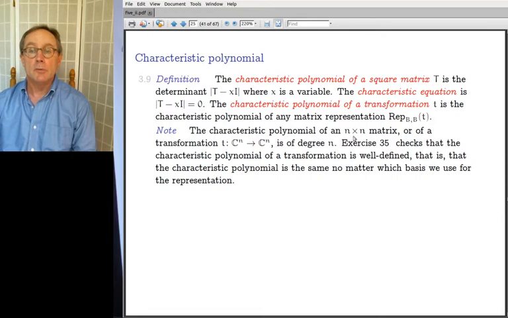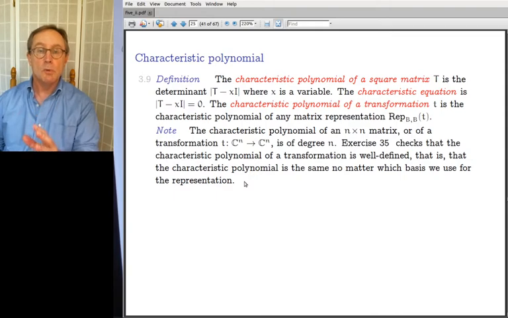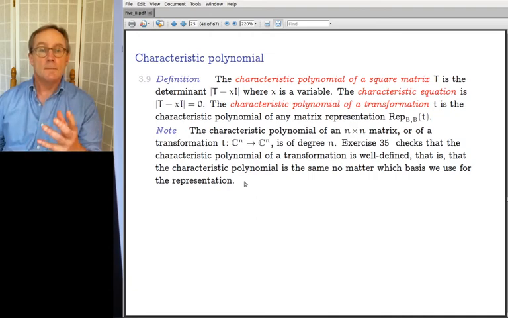Now, the characteristic polynomial of an n by n matrix is of degree n. So the exercise there checks that the characteristic polynomial of a transformation is well defined. That is to say, it's the same no matter what basis we use for the representation. But we try in these slides to stay away from that. It's not a small point, it's an important point, but you've got to focus on something. Von Clausewitz says the general who defends everything defends nothing. So too here you've got to make some point, and the point we're trying to make in these slides and in these videos is to give some concrete feel to what these things are about.